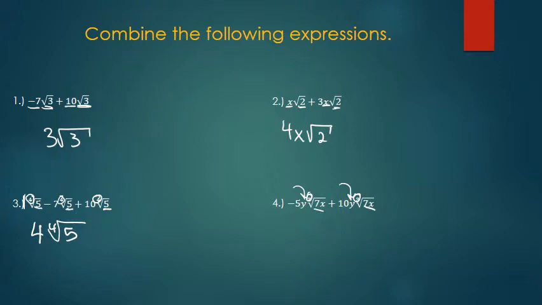So I get minus 5y plus 10y, which is 5y, cube root 7x. So notice that the values that are changing are the ones on the outside. They're the numbers on the outside, and then the roots stay exactly the same when you're adding and subtracting.